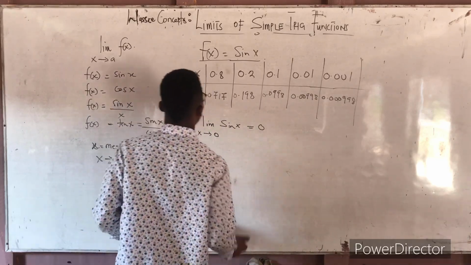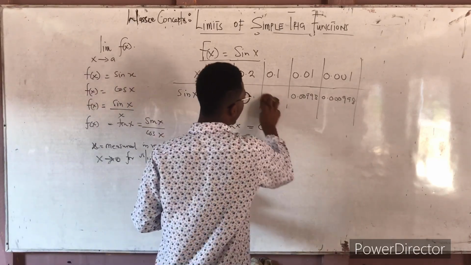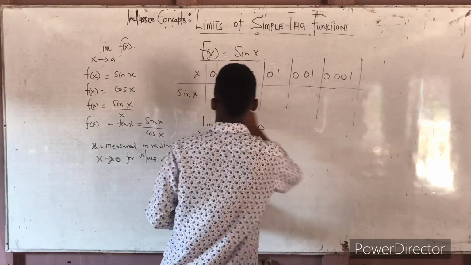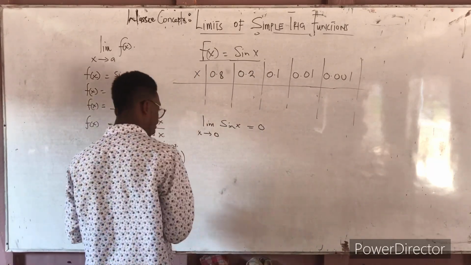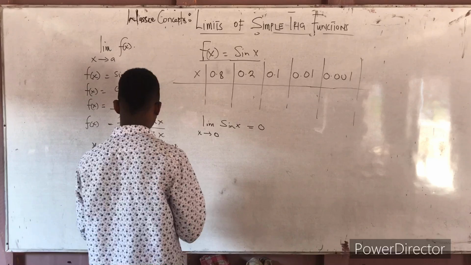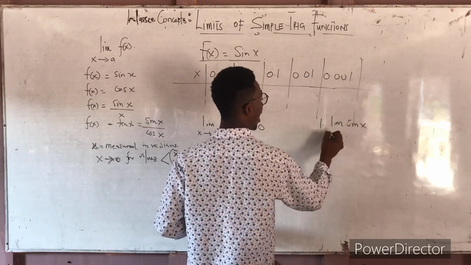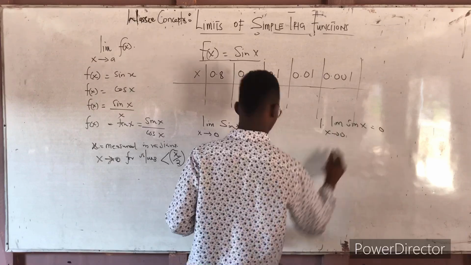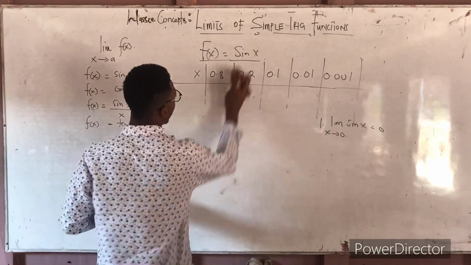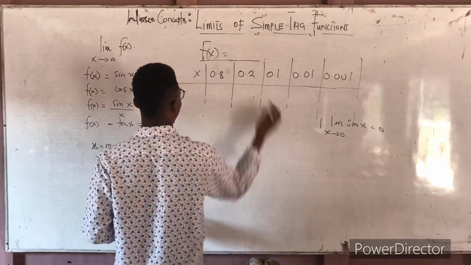Now for the same values, let's look at cos x. So this is the first thing we've established here: 1, the limit of sine x as x approaches 0 is 0. Okay, so now let's look at cos x.